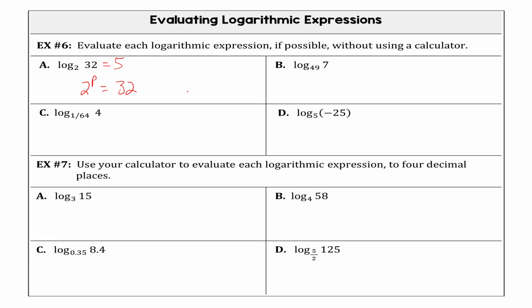That's 2 times 2 times 2 times 2 times 2 equals 32. Okay. On B, I remind y'all, if your base is larger than your argument, it has to be a fractional solution. So this is saying 49 to what power equals 7? What did y'all come up with? 1 over 2, you're taking the square root of 49. If you have 49 to the half, that means you're taking the square root of 49.